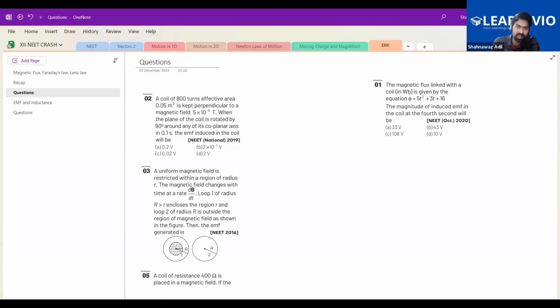The area as well, right? Or this is the rotation. So all these things we can do, right? Okay, but let us do this question.